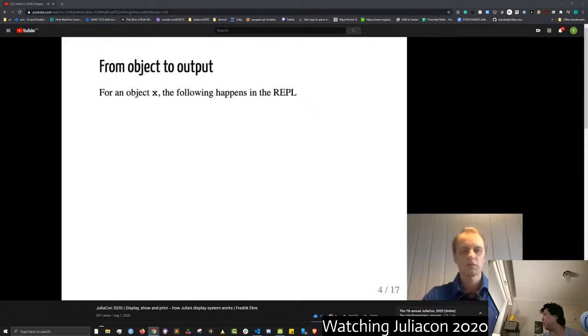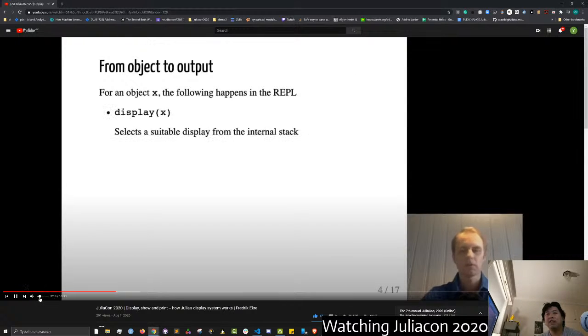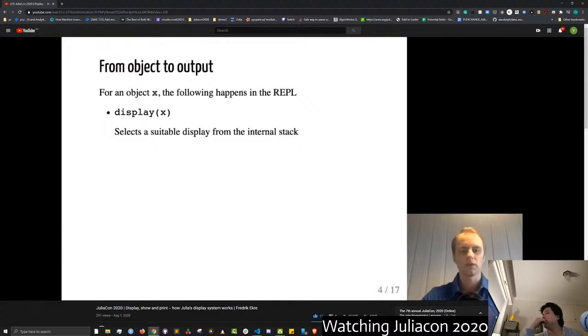So I want to start by looking at what happens in the Julia REPL, from object to output. If we have performed a computation and we have the result saved in the variable x, for example, then the following happens. First, the REPL calls display of the object, and the display function selects a suitable display, as it's called, from an internal stack. In the REPL, the top display is just the REPL itself.